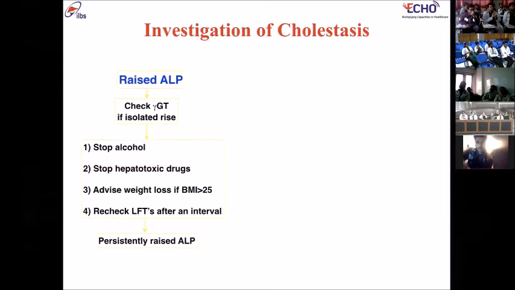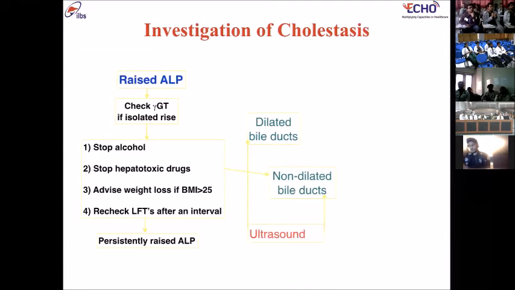If the patient is having alcohol or toxin exposure, advise to stop alcohol and toxin, then follow up with the alkaline phosphatase level, and advise weight loss. Look for any hepatocellular cause of the elevation, and recheck LFT after some time. If the patient has persistently elevated alkaline phosphatase, look for signs of cholangitis.